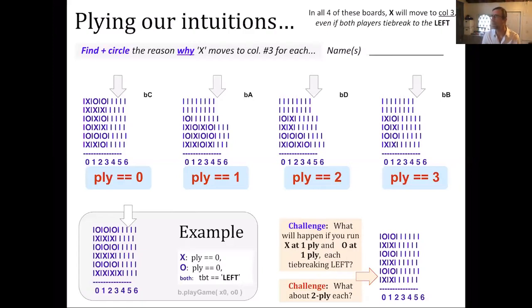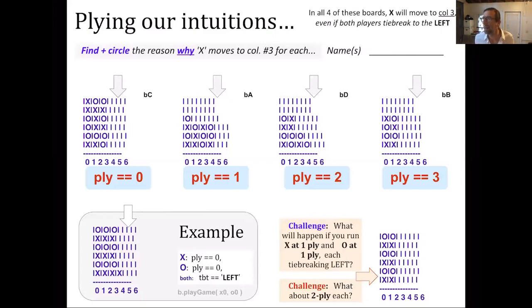Remembering that they're numbered 0, 1, 2, 3, so it's actually the fourth one over from the right. I'll give you a couple minutes to stare at these. Remember also that our stupid algorithm here is going to always move to the leftmost column if they're all equally good, right? So let's just talk about that first one.